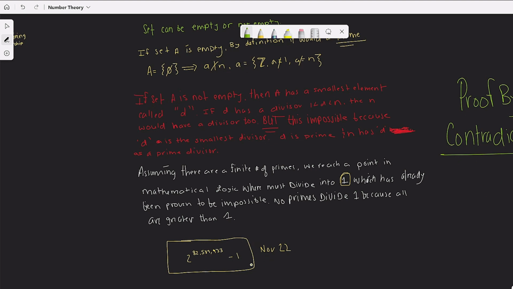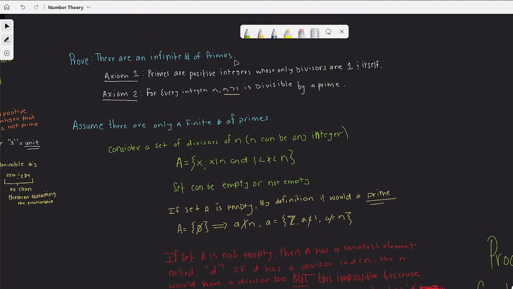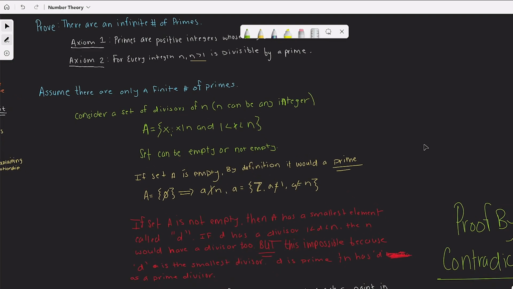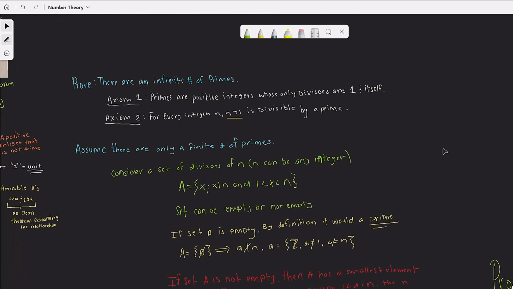And as of November 22nd, the highest prime number we have discovered is 2 to the 82,589,933 minus 1. That is the highest prime we have computed. But since there's an infinite number of primes, it goes on forever. And so this is the proof that there are an infinite number of primes. This explanation is way quicker than when I first did it and I was writing everything out, which I also recorded, but I'm not putting up because I think that alone was 20 minutes.